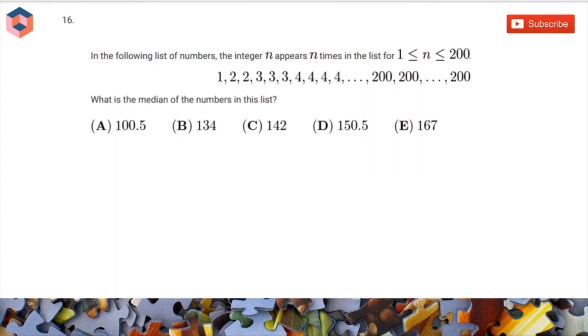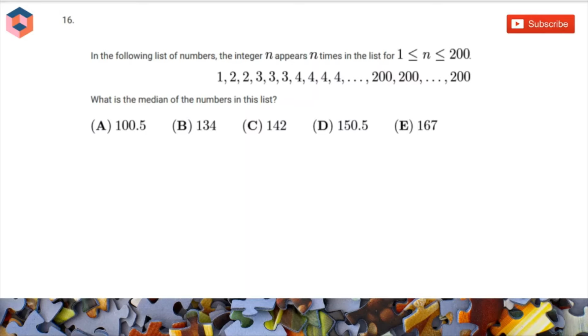Number 16. In the following list of numbers, the integer n appears n times in the list for 1 is less than or equal to n is less than or equal to 200. What is the median of the numbers in the list?